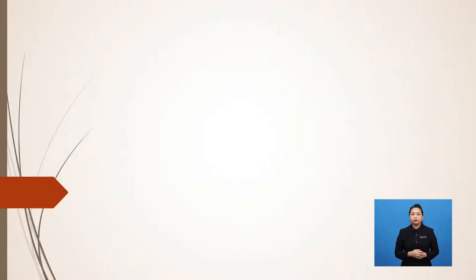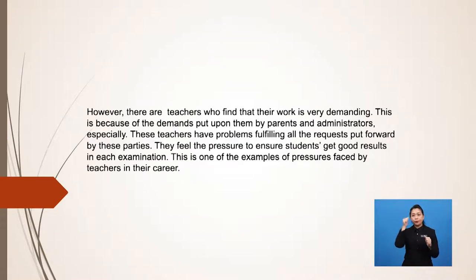Now that we have looked at the first three paragraphs, let's move on to the fourth paragraph, which is also the third body paragraph. You have to remember that in a discursive essay, you will have to discuss both perspectives. Thus, in the third body paragraph, the writer writes on a point which is in contrast with the first two points. The topic sentence in this paragraph is, "There are teachers who find that their work is very demanding." Have a look at how the other sentences in the paragraph help to develop the topic sentence.